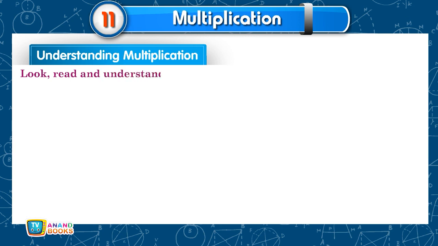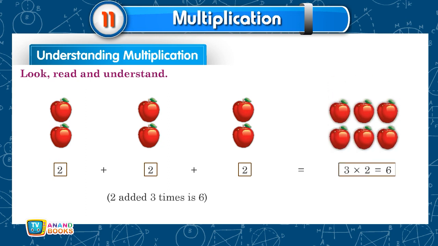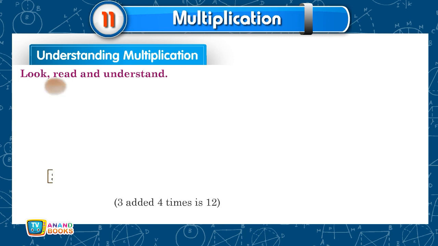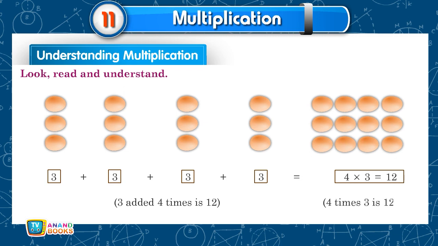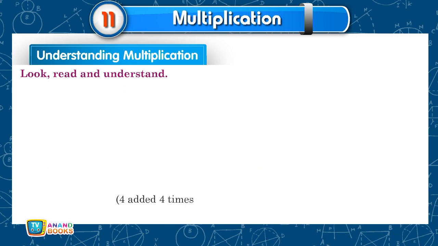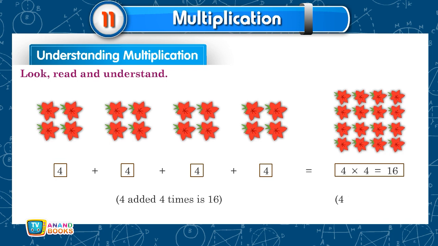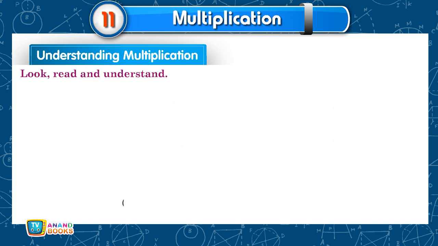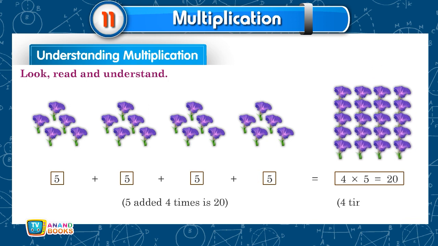Look, read and understand. 2 plus 2 plus 2. 2 added 3 times is 6. 3 multiplied by 2 is also 6. Or 3 times 2 is 6. 3 added 4 times is 12. 4 times 3 is 12. 4 added 4 times is 16. 4 times 4 is 16. 5 added 4 times is 20. 4 times 5 is 20.